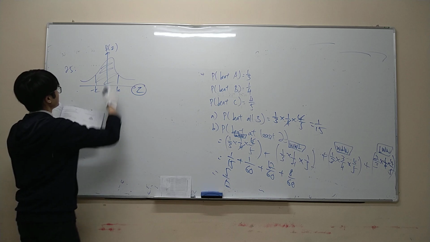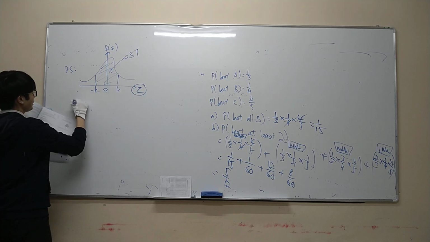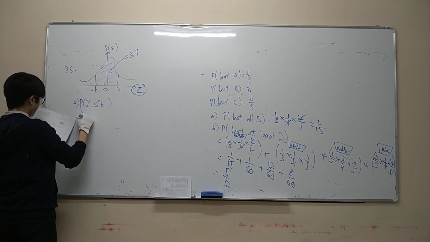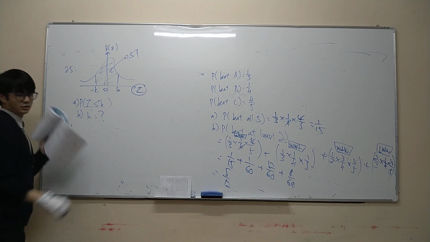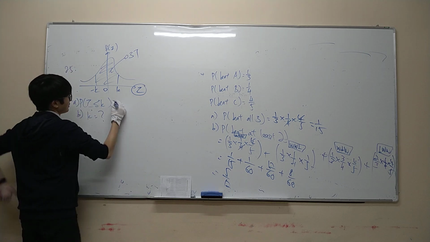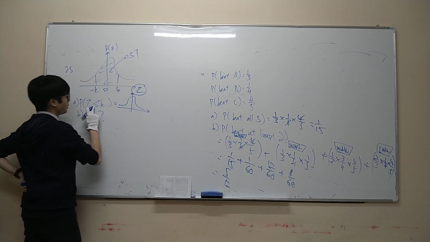The probability of the area of the shaded region is 0.37. So this area of the shaded region is 0.37. We want you to find P(z < k). Then for B, we want you to find k. Okay, first of all, how to find that P(z < k)? P(z < k) is actually this, here, right? Smaller than k.